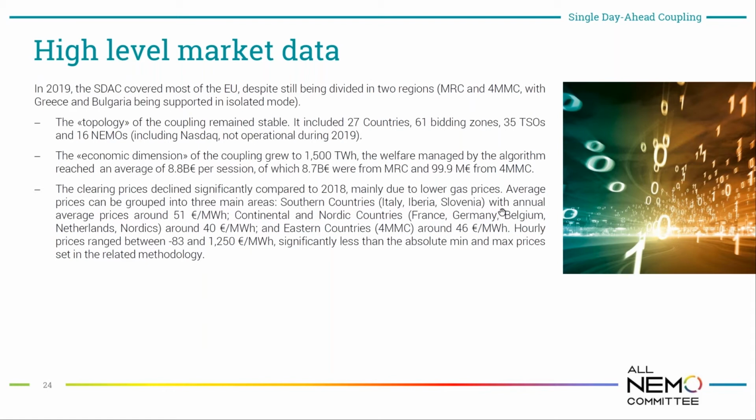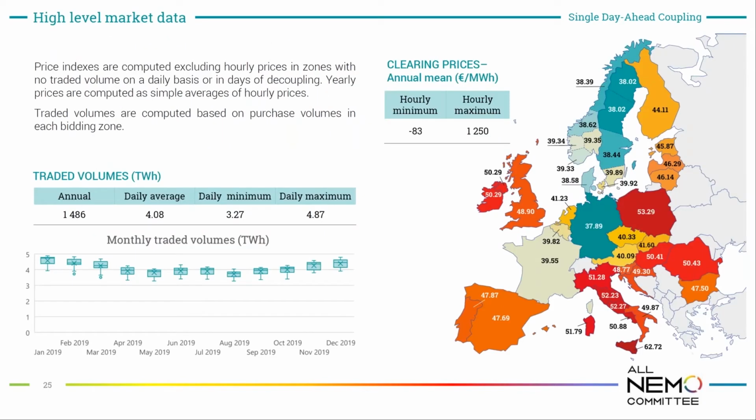And regarding the clearing price, which declined with respect to 2018, we see that those prices seem to be grouped in three main different areas. We have the southern countries, the continental and northern countries, and the eastern countries, as we can see in this graph.